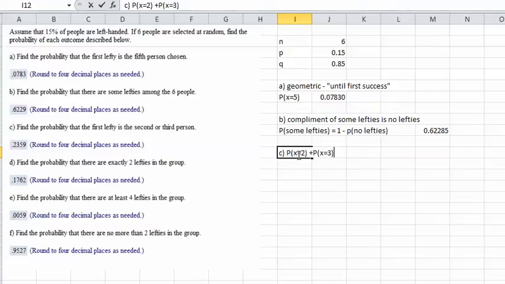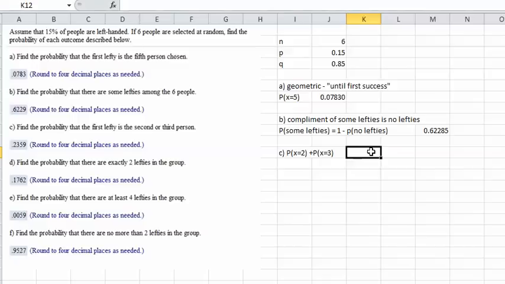And why are we using the geometric? Well, because it says the first lefty is on the 2nd or the 3rd person. So either one. Here the first lefty would be on the 2nd, and then x equals 3 would be that the first lefty occurred as the 3rd person.